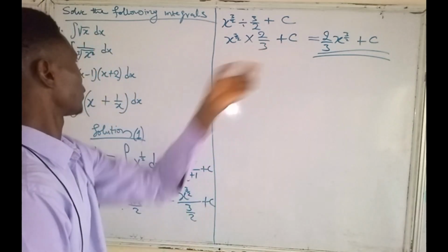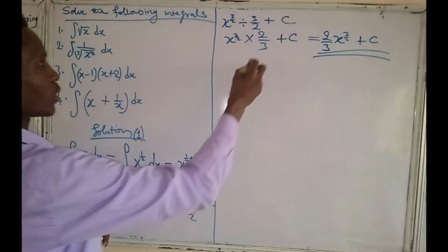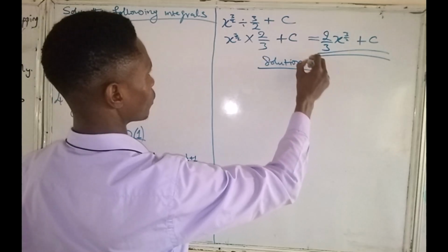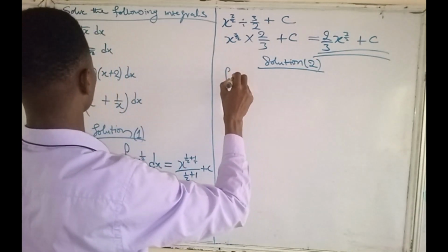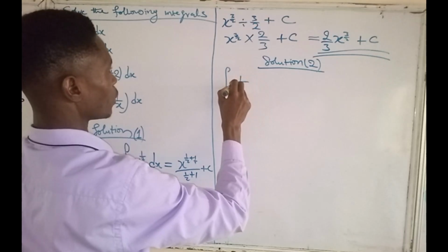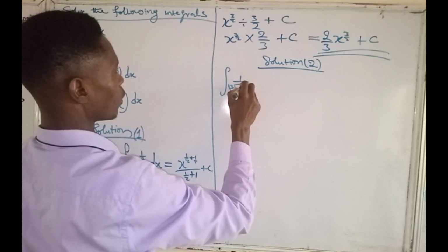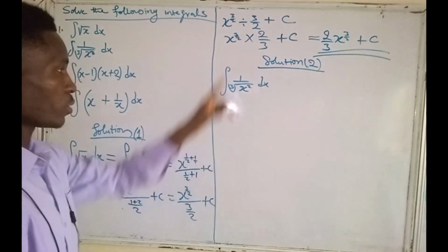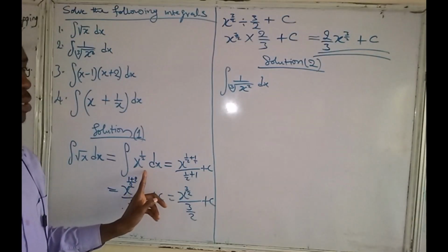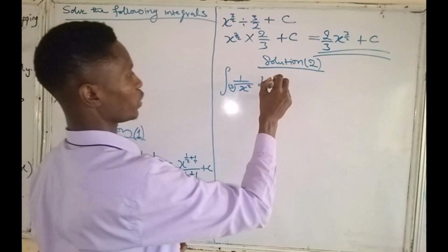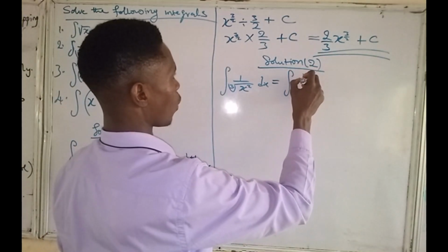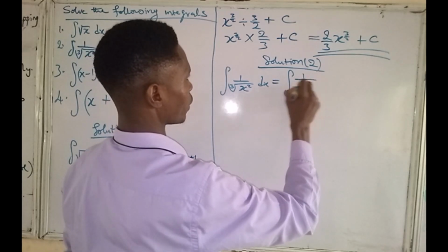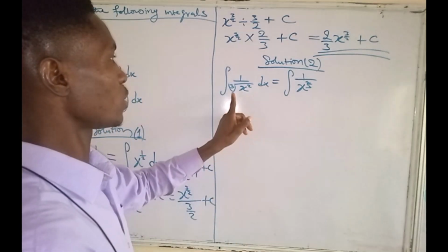Straightforward and simple. Now question 2, let's say solution 2. We have the integral of 1 over the cube root of x power 2 dx. We are going to follow the same way we solved this. So this is going to be the integral of 1 over x raised to the power of 2 over 3, because this is the cube root.